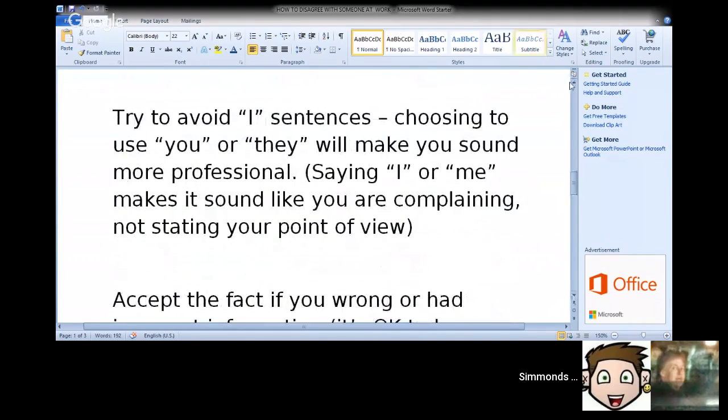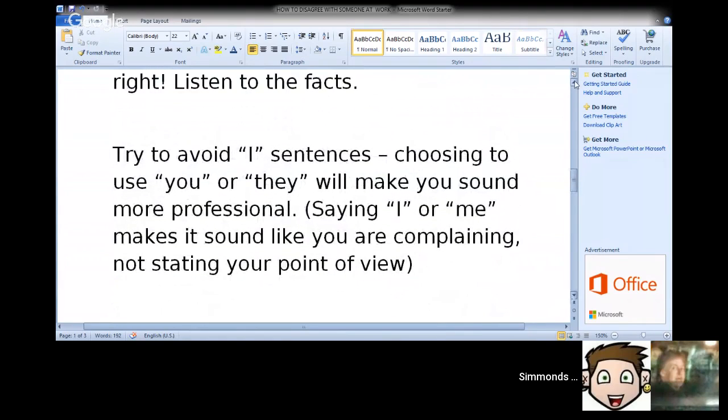This is something I kind of mentioned before. Try to avoid I sentences. Choosing to use you or they will make you sound more professional. Saying I or me makes it sound like you are complaining, not stating your point of view. Yep, not explaining your point of view.